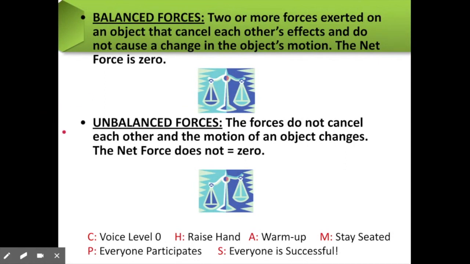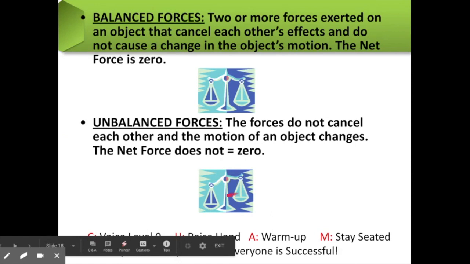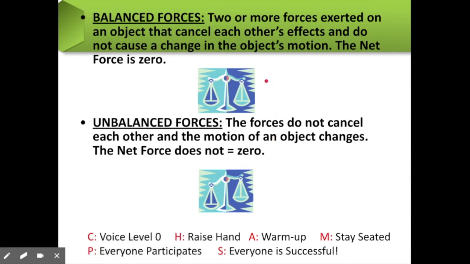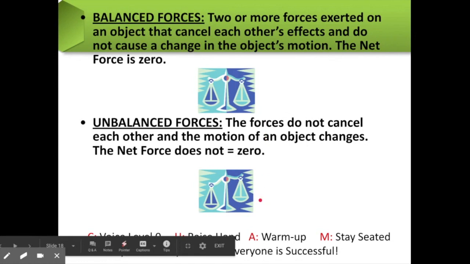Okay, so unbalanced forces. Unbalanced forces are forces that do not cancel each other out, and the motion of the object changes. And the net force does not equal zero. So again, look at the scale. Notice now that one side is lower than the other. That means that there's more in this tray than there is in this tray, and it caused the motion of the scale to change. Because up here it was sitting still, it was balanced. Down here, it's unbalanced, and it caused a change.